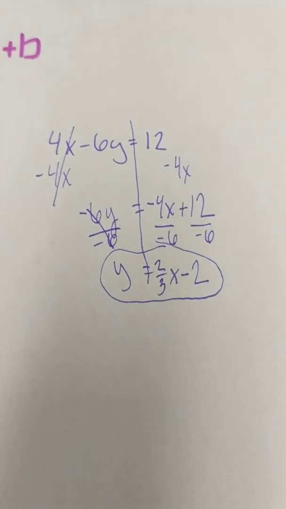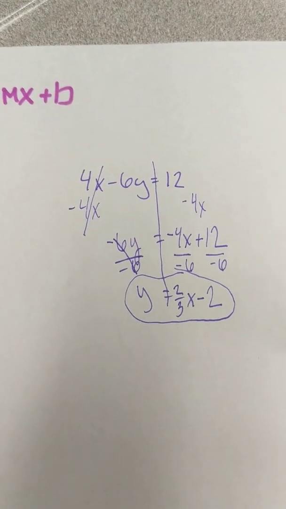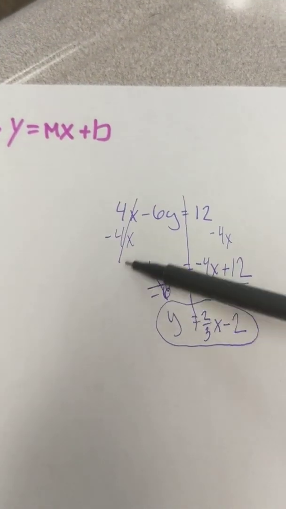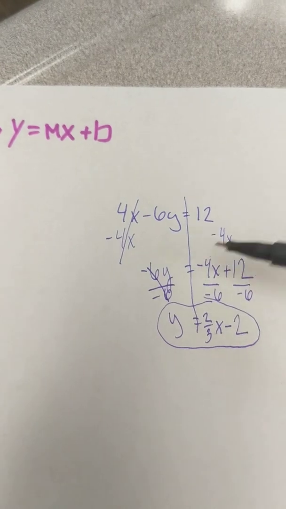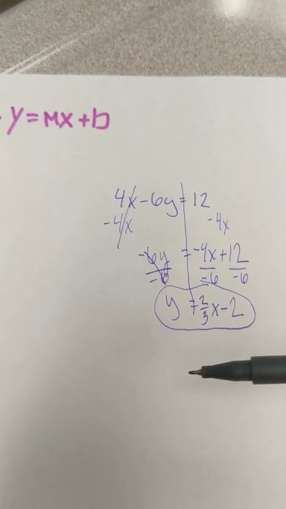All right, now go and try the IXLs. Come back and rewatch these if you need help. There's always two steps. Add or subtract to get rid of your ax term, and then divide by your coefficient in front of y. That's all you're going to do every time.